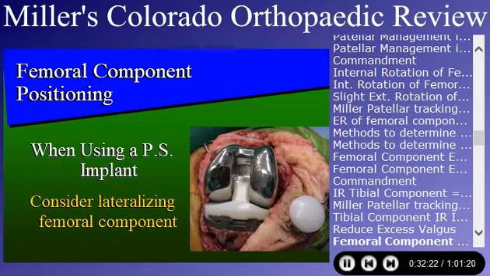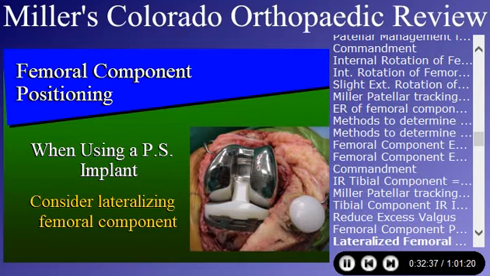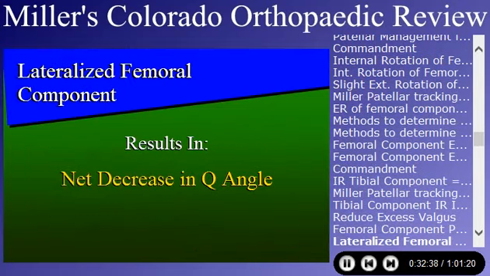When using a posterior stabilized implant, a little trick that you can use is you can consider lateralizing the femoral component because you don't have to center your component over the PCL, so you can put it medial or lateral. So if your component's a little bit smaller relative to the bone, you can shift it. And that gives you a net decrease in Q angle. That's a little trick that you can use.